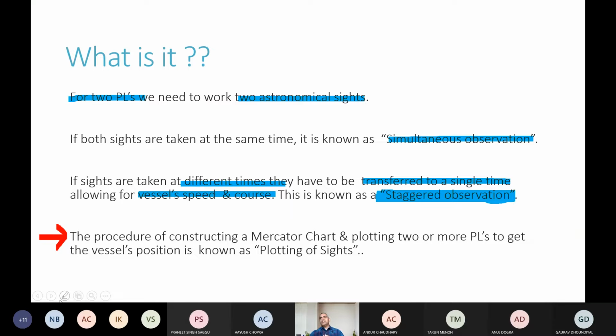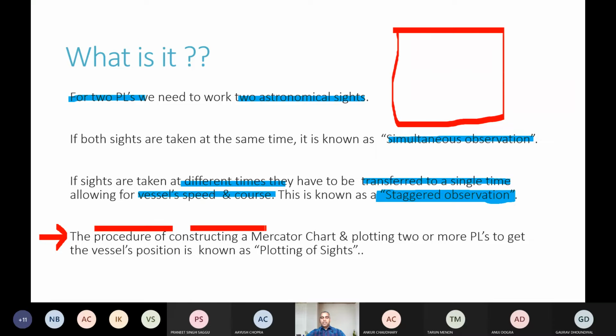the chart. If this was on the chart, this would be easy for us. It would be just another simple Chartwork question. But they tell us to do it on our answer sheet. So we have to construct a small part of the chart on our answer sheet and then plot these. So this procedure of constructing a small part of the Mercator chart and plotting 2 or more PLs to get the vessel's position is known as plotting of sites.